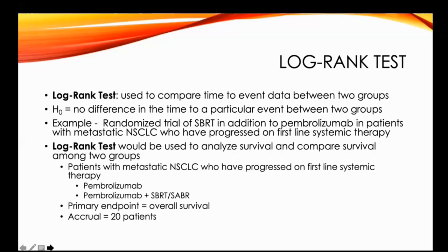We're going to use an example of a randomized trial of SBRT in addition to pembrolizumab in patients with metastatic non-small cell lung cancer who have progressed on first-line systemic therapy. We're going to use a log rank test to analyze survival and compare survival among 2 groups. So in this example study, patients are randomized to pembrolizumab or pembrolizumab plus SBRT. The primary endpoint is overall survival. The accrual here is 20 patients. Again, this is an artificial data set that I've used with 20 patients to be able to do this analysis.